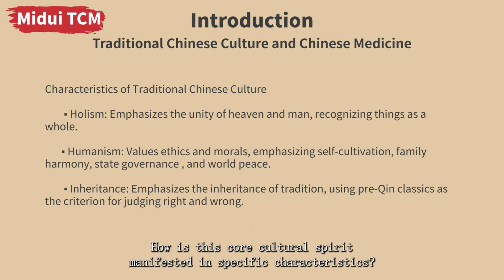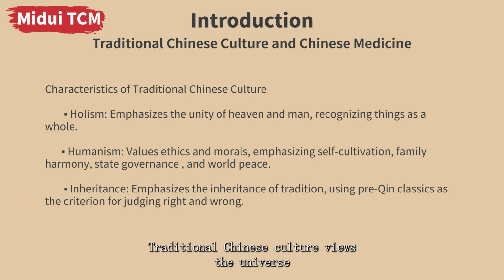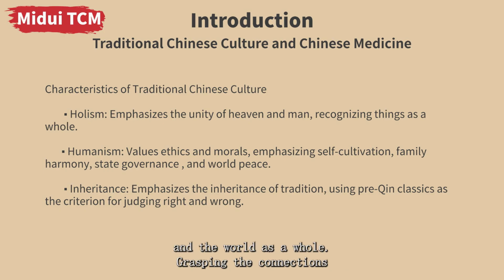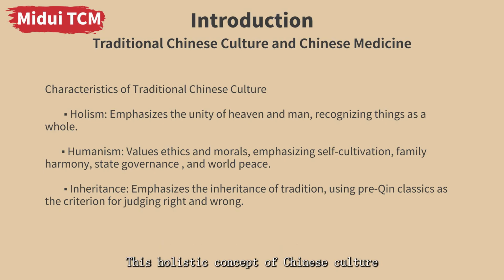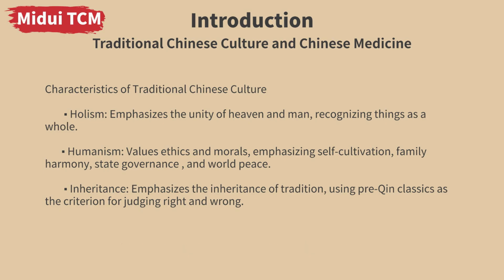How is this core cultural spirit manifested in specific characteristics? First, it manifests as a holistic nature. Traditional Chinese culture views the universe as a harmonious whole of heaven and man. Therefore, it is adept at recognizing things and the world as a whole, grasping the connections between things, and possessing a strong sense of wholeness. This holistic concept of Chinese culture is also the origin of the holistic concept in Chinese medicine.